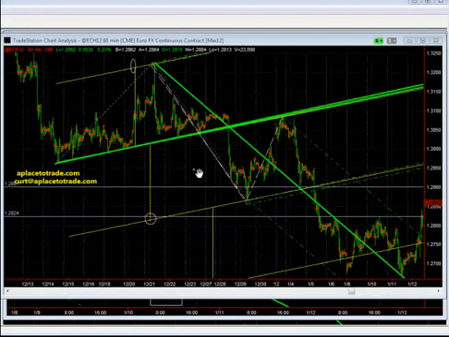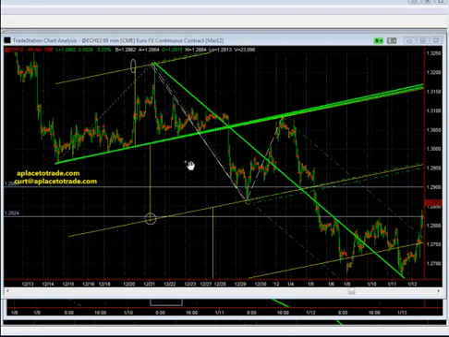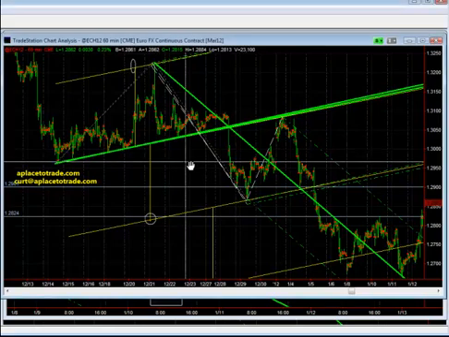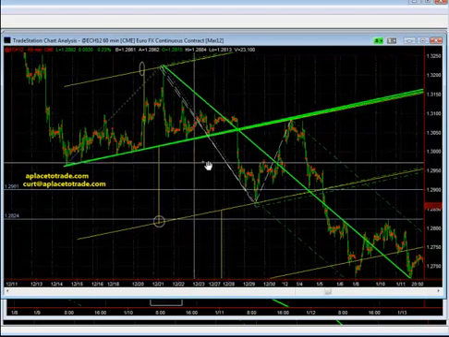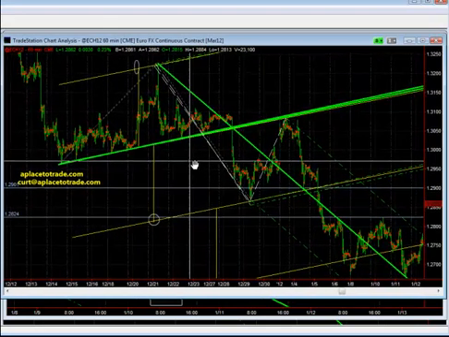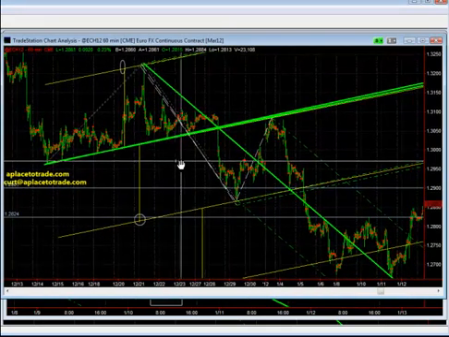This is the chart that works so well as far as respecting the lines. I'm going to put this chart on the side somewhere, and I'm just going to go back to it and review it a little bit further along, to see if the lines come back into play.